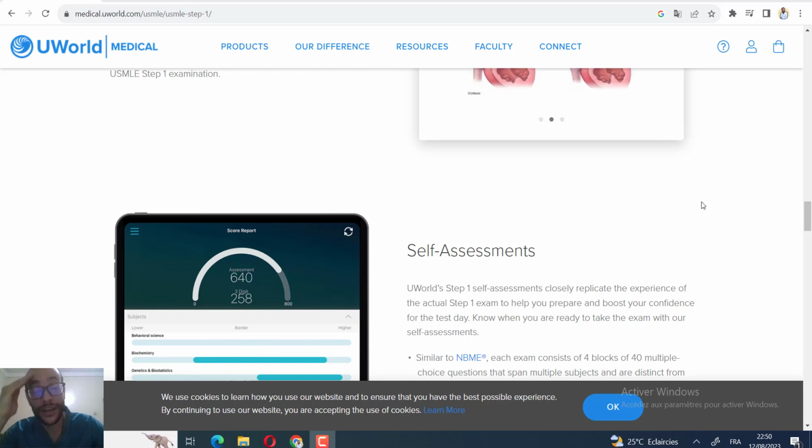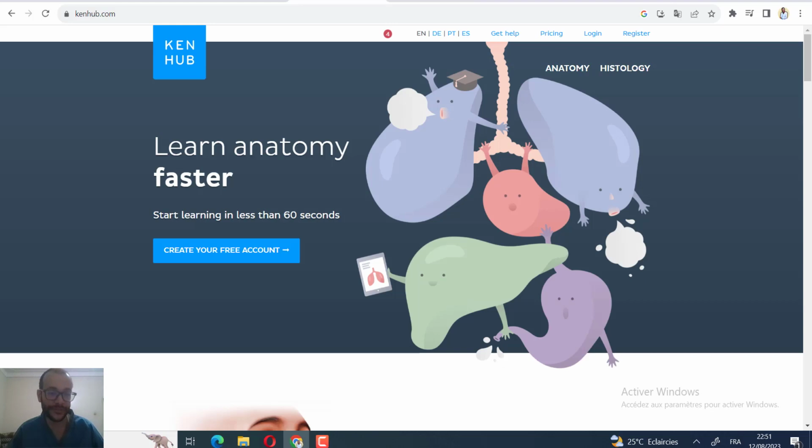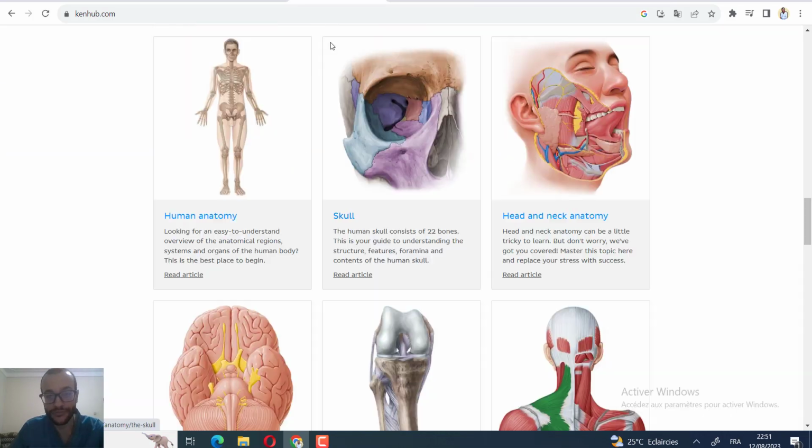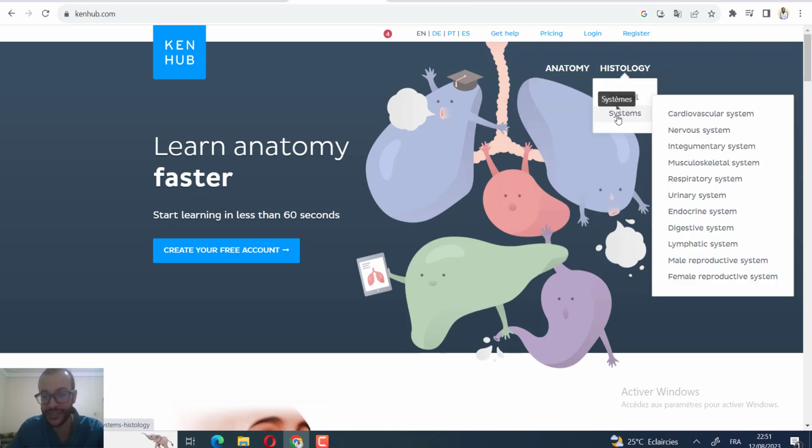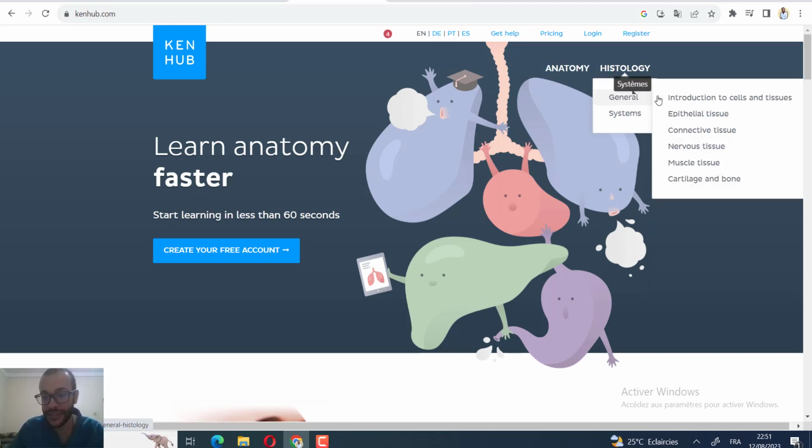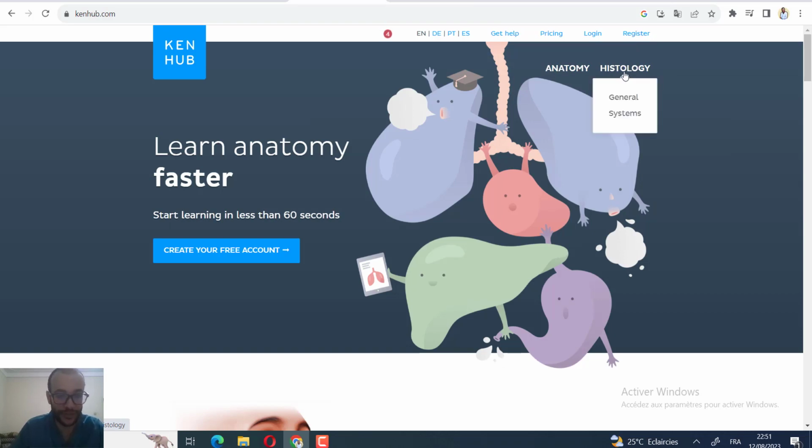First of all, we will start with anatomy. In all med schools, we start by learning the basic knowledge and basic science. Anatomy is one of the most important subjects that every med student must have. For me, the Kenhub anatomy website is the best resource to learn anatomy and also histology: general histology and histology of systems, the cardiovascular system, nervous system, epithelial tissue, connective tissue, nervous tissue, and cartilage.